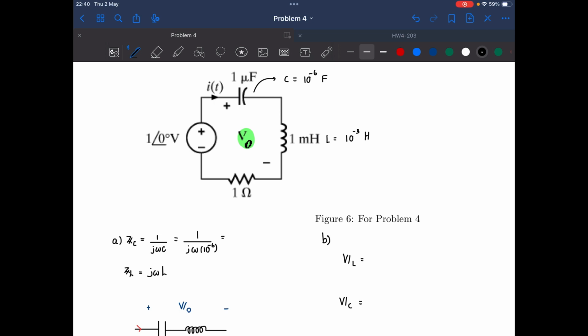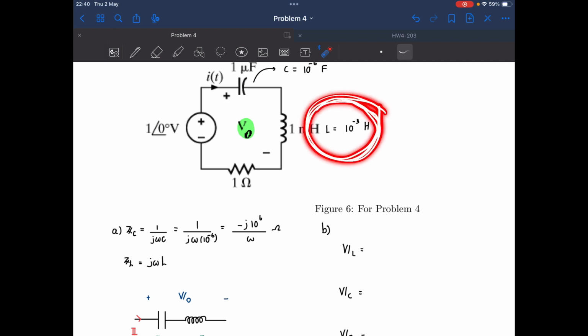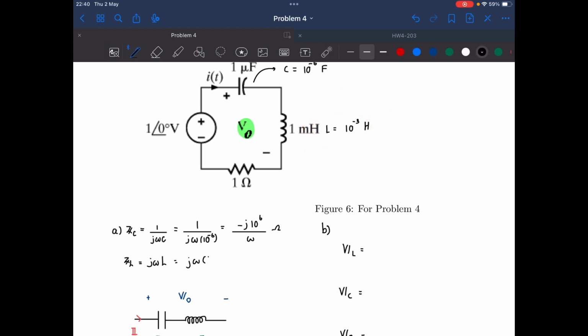this value, and then we know that it will be in this form, in ohms. And then the impedance for the L, we have L here equal to 10 to the minus 3 Henry. Yeah, we're going to substitute this so that we can get this value.